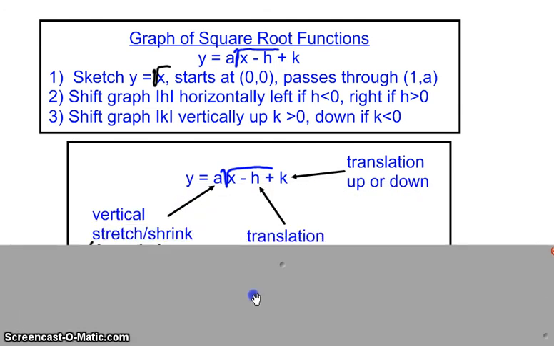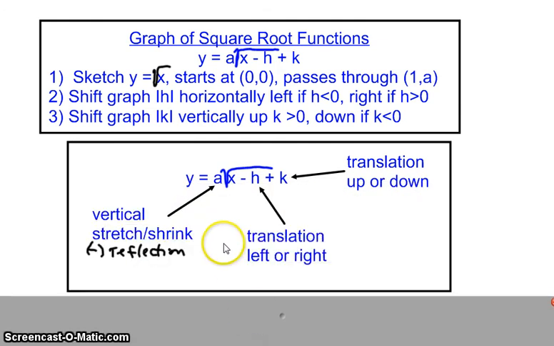So here is, in my own terms, kind of what happens. We can stretch and shrink and reflect it based on our a, just as we've done with all of our other functions. We translate left or right with our h, and up or down with our k. So this is the assignment for day 2.